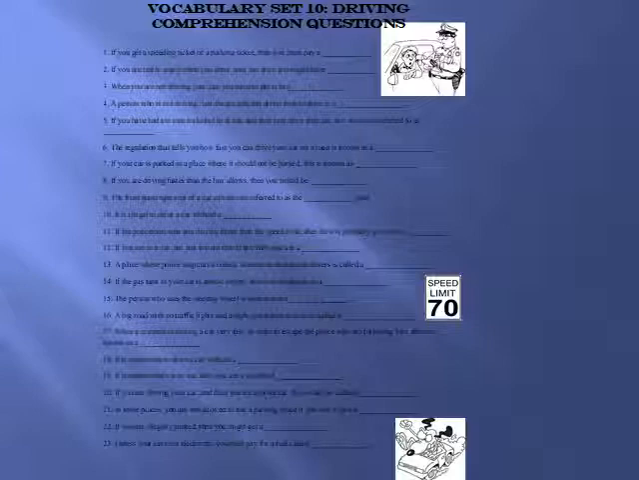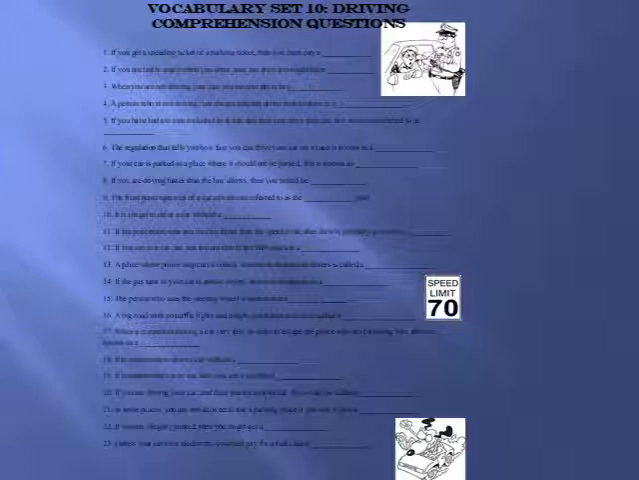Number five, if you have had too much alcohol to drink and then you drive your car, this would be referred to as drunk driving. Number six, the regulation that tells you how fast you can drive your car on a road is known as a speed limit.